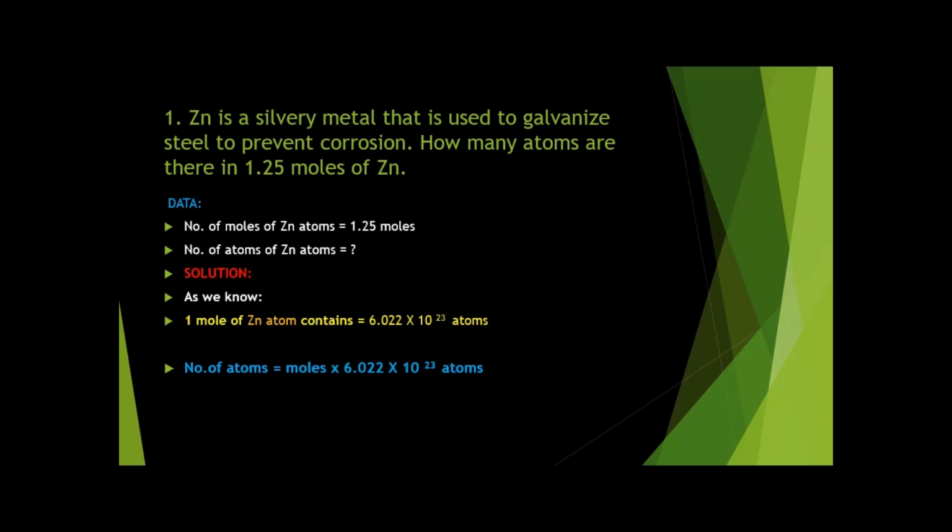So students, we have to find the number of atoms. The number of moles is given, and when we multiply the number of moles with Avogadro's number, we will find the number of atoms. Now, the number of moles is 1.25, multiplied by 6.022 × 10^23. So finally we get the answer: 7.53 × 10^23 atoms of zinc. So students, this is our answer.